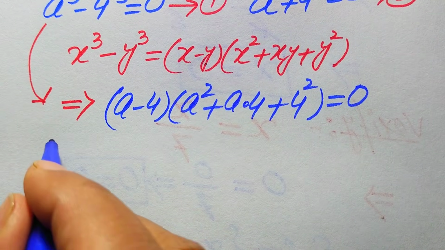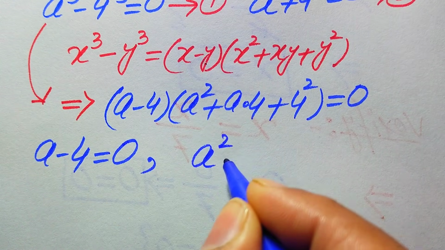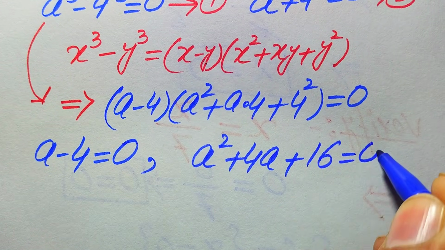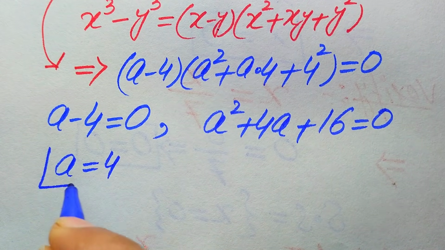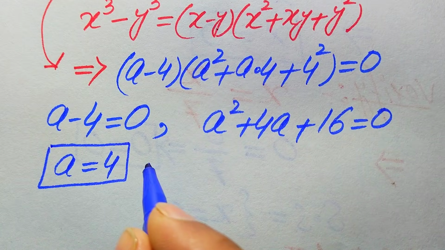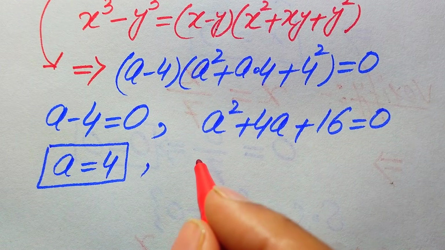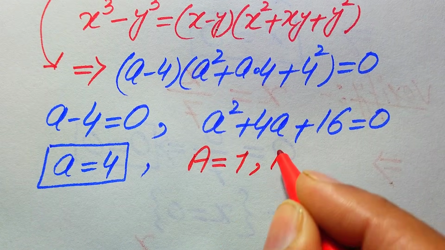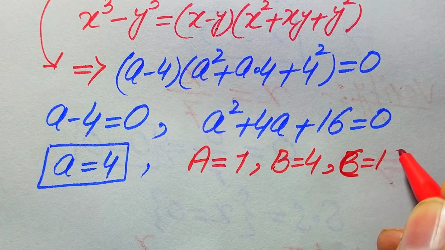And now we divide this equation into two cases. The first case is a minus 4 equals 0, and the second case is a square plus 4a plus 4 square, which becomes 16, equals 0. From here, we easily get a equals 4. This is the first root of the given equation. In order to find the other roots, we need to solve this quadratic equation. Here we apply the quadratic formula. First we write the coefficients of this equation: a equals 1, b equals 4, and c equals 16.